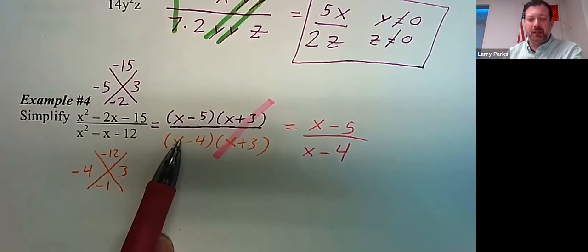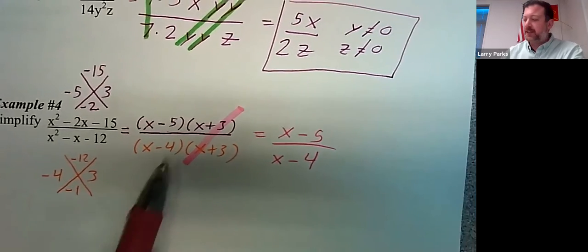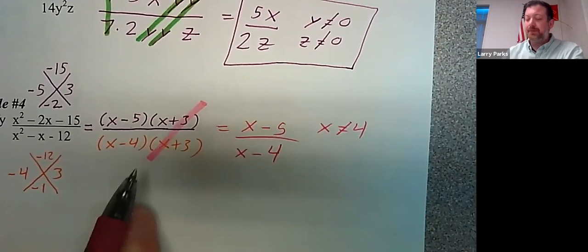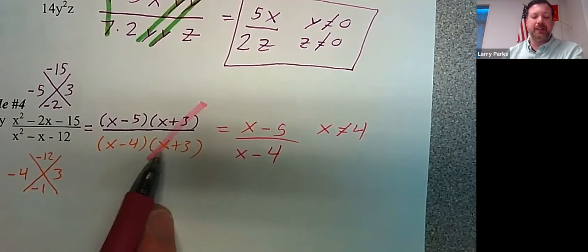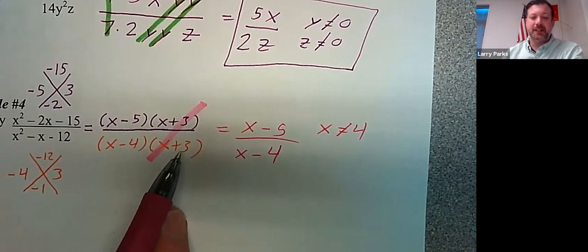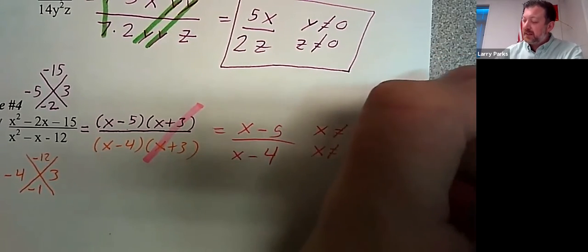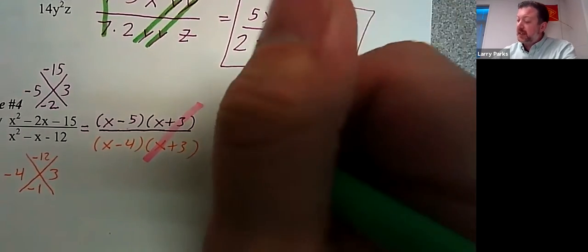Now, what are my excluded values? If x is 4, this becomes 0, and 0 times anything is 0. So x cannot be 4. What makes this 0 is when x is negative 3. Negative 3 plus 3 is 0. 0 times anything is 0. So x cannot equal negative 3. This is my final answer.